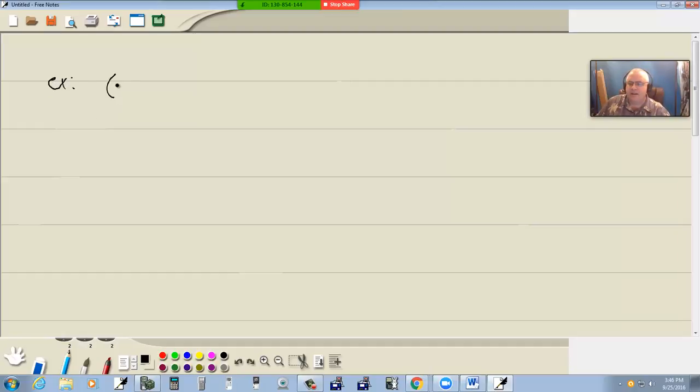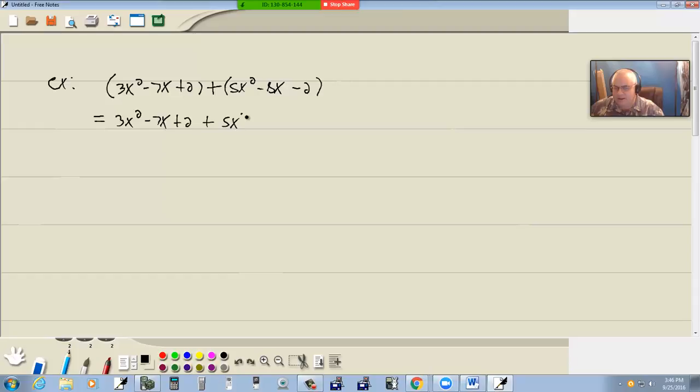Okay, so if we got 3x squared minus 7x plus 2 plus 5x squared minus 8x minus 2. This is adding two polynomials. Now adding is pretty straightforward. Get rid of your parentheses if you have any. So we got 3x squared minus 7x plus 2 plus 5x squared minus 8x minus 2. And then we're simply going to combine like terms.